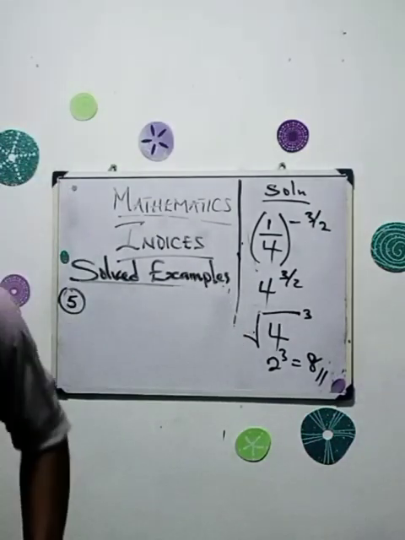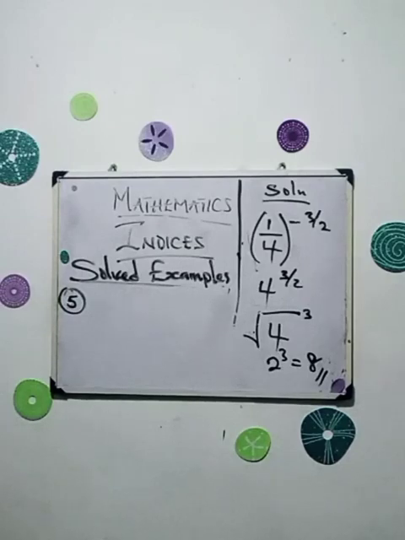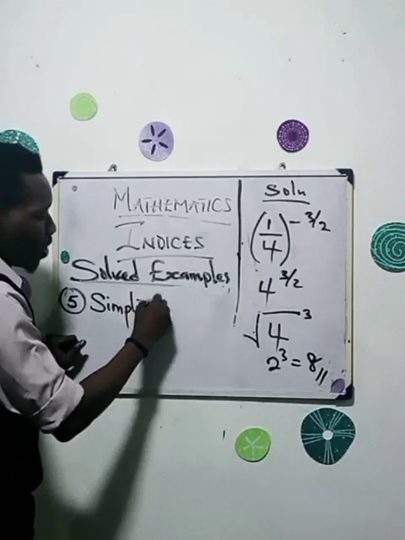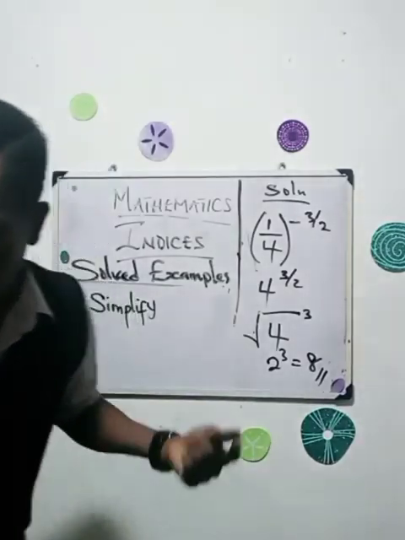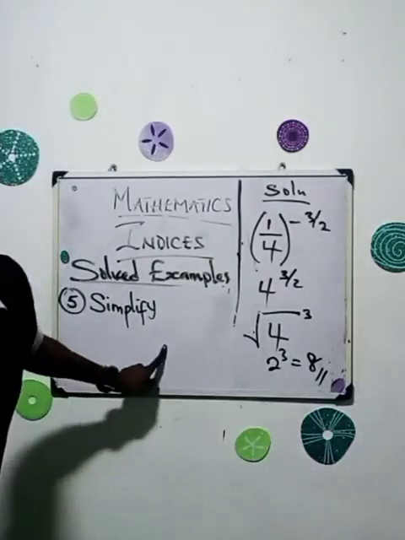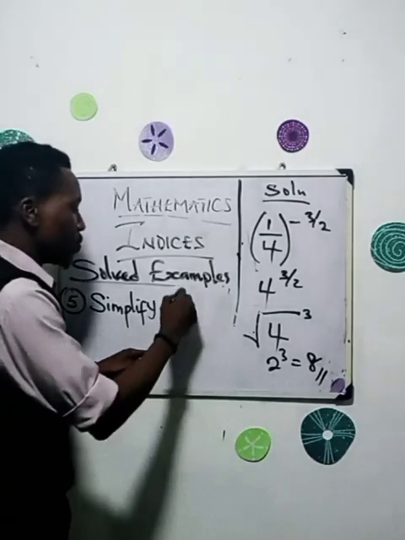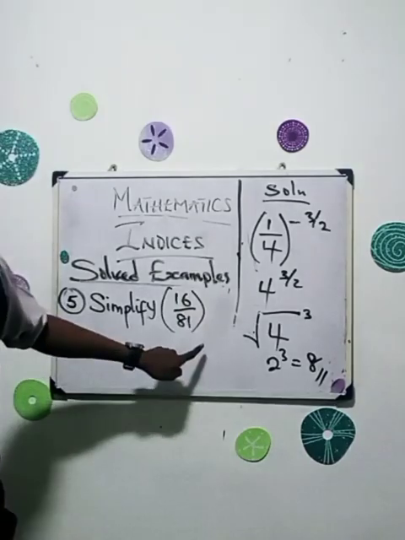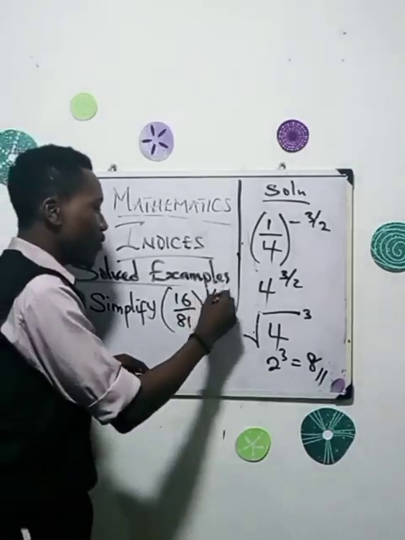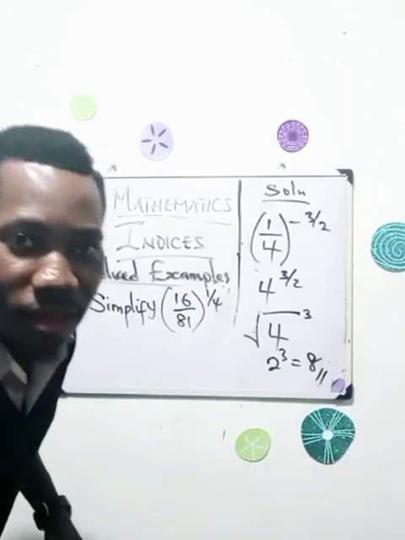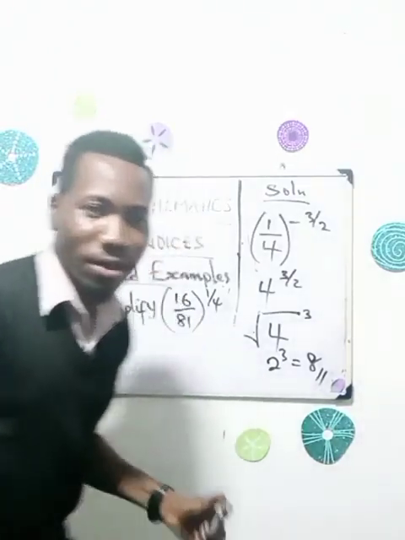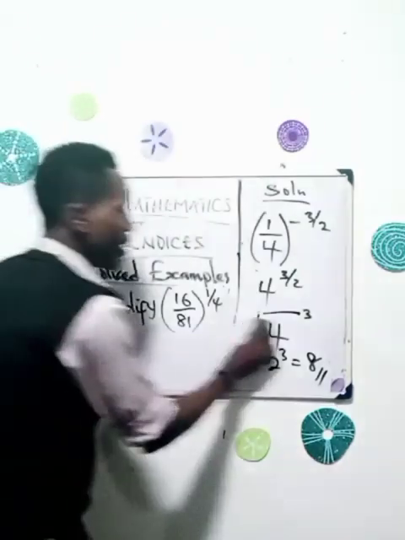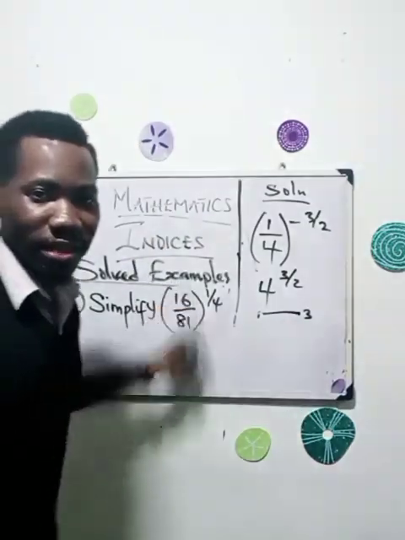The next question says, simplify. We're going to solve like 2 questions or so more and then assignment. So simplify 16 over 81 raised to the power of 1 over 4. This is simple enough for us to solve. Solve it. Let's see your answer.